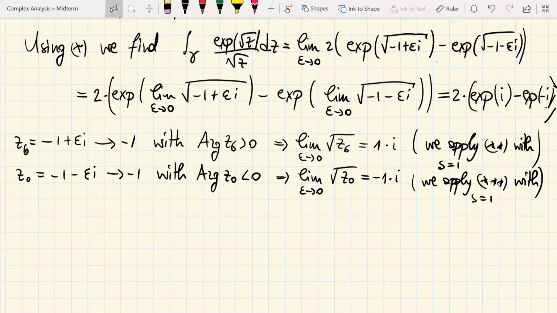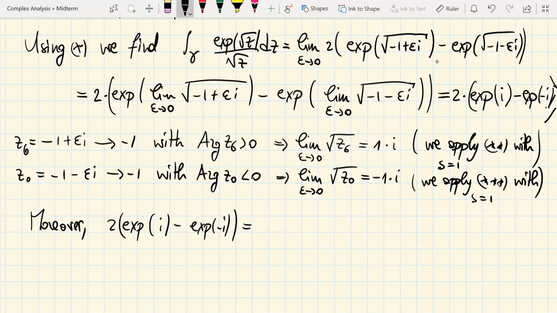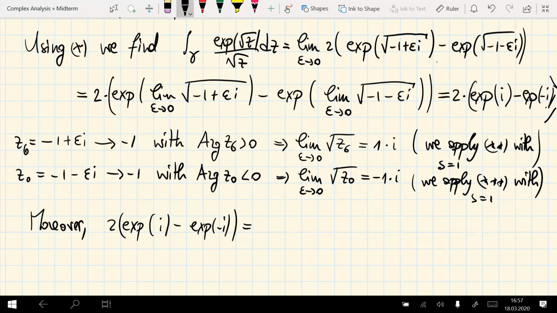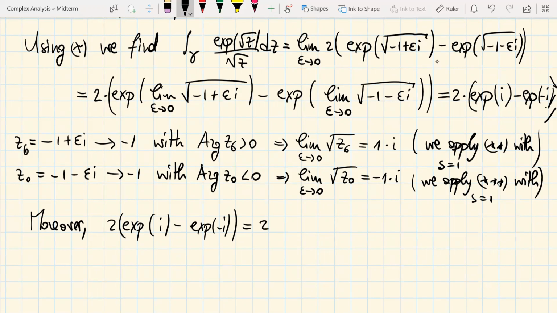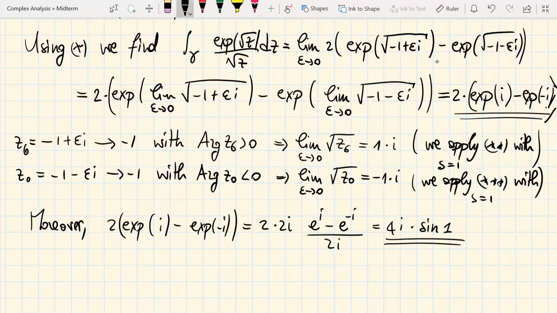So what is this, moreover, 2 times exponential I minus exponential minus I? We want to rewrite this. We can use the property of the sine function. So this is 2 times 2I times e to the I minus e to the minus I divided by 2I. And so this is 4I times sine 1. Okay, so then the end result is 4I times sine of 1, but also writing it in this way, 2 times exponential I minus exponential minus I would be fine as well.